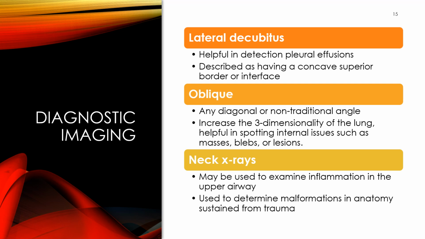And then we have neck x-rays. They can be very helpful, used to determine inflammation of the upper airway, and sometimes used to determine malformations in the anatomy sustained from trauma. So these are three different x-ray types: lateral decubitus, pleural effusion; oblique, looking for masses; neck x-rays, looking for malformations of anatomy sustained from trauma. So just remember those.